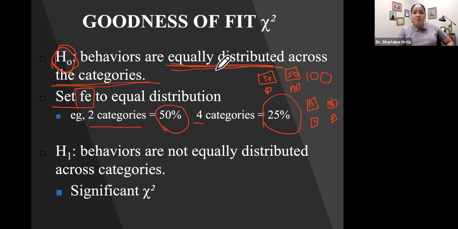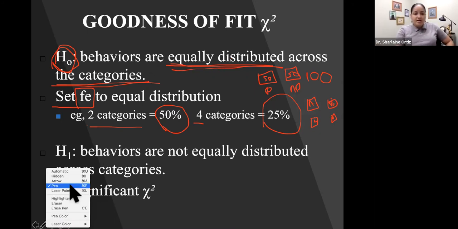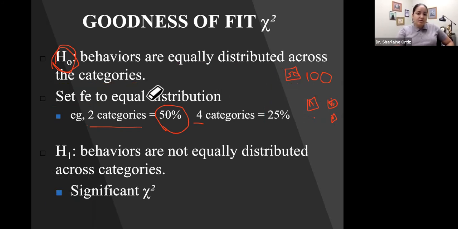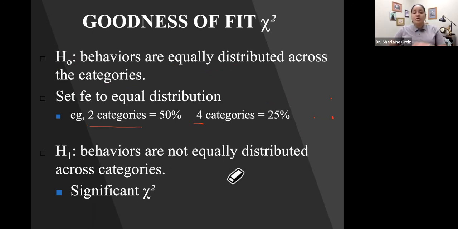Now, what we're actually trying to determine is my alternative hypothesis. In this regard, the null says there is no difference, but I'm actually trying to discover, is there in fact a difference? They're not going to be equally distributed. And how do we do that? Well, we're trying to find out if we have a chi-square that is significant.